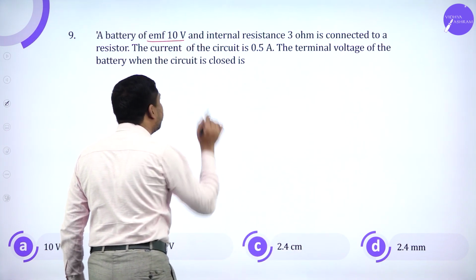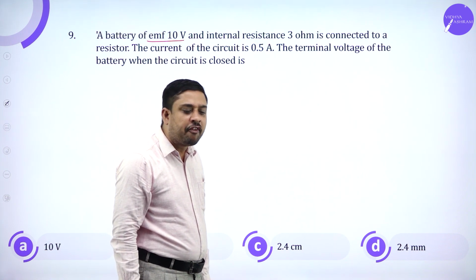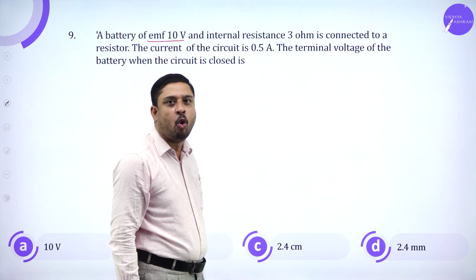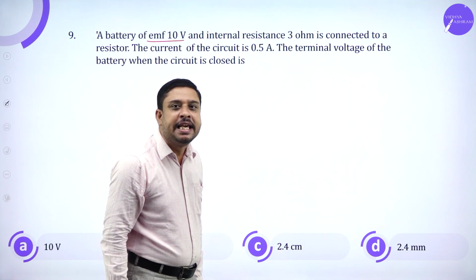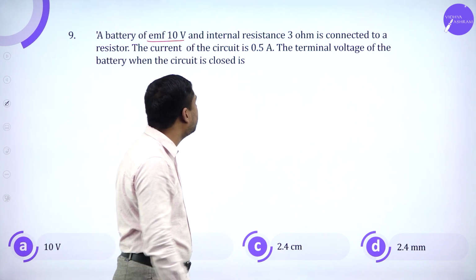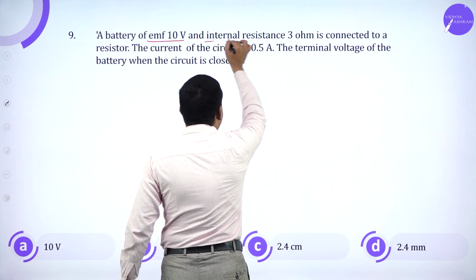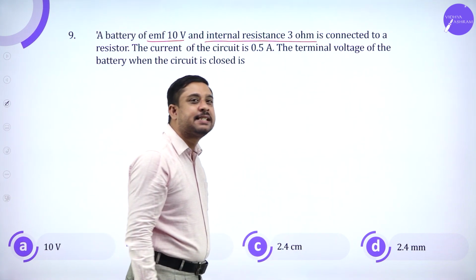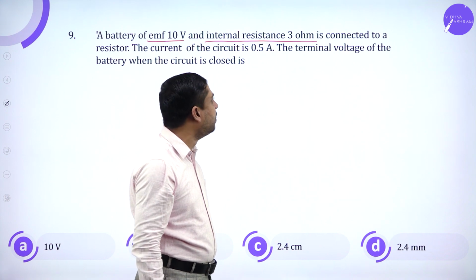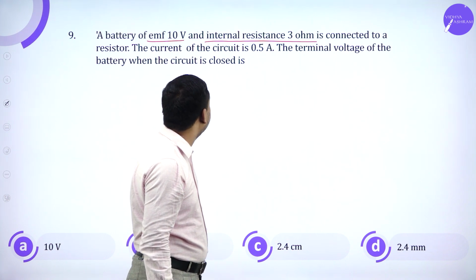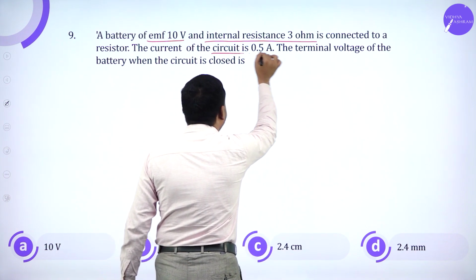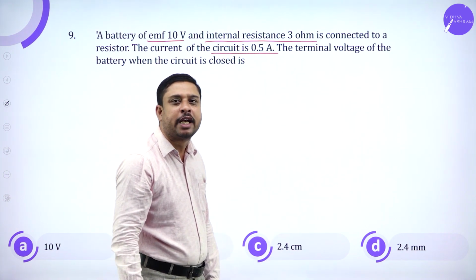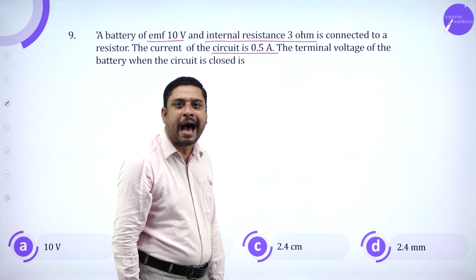A battery of EMF 10 volts. There is a battery of EMF 10 volts, internal resistance 3 ohm, connected to a resistor. The current in the circuit is 0.5 amp.